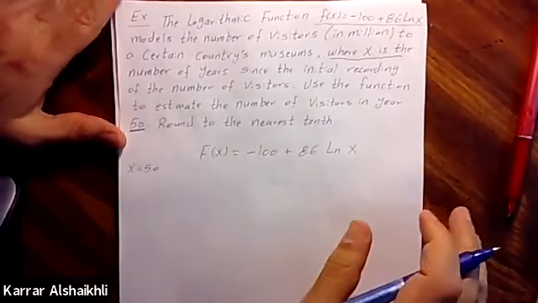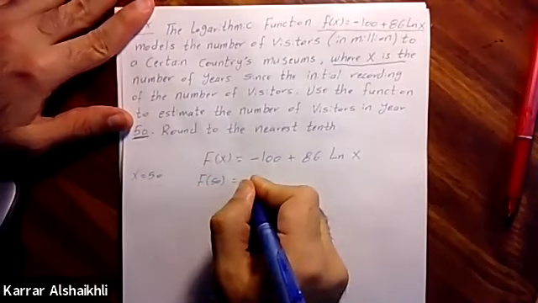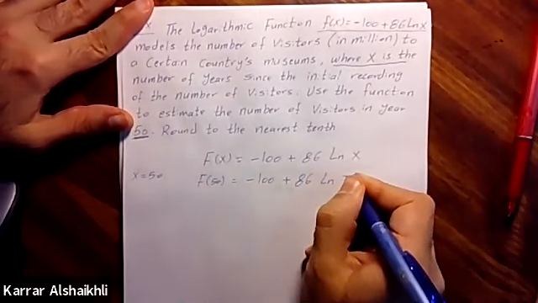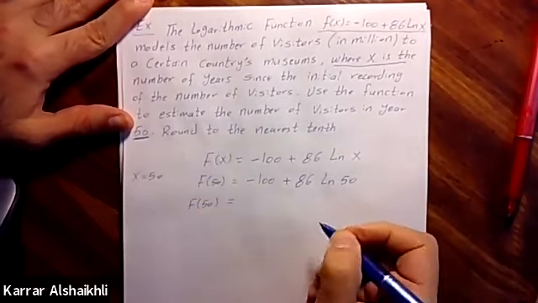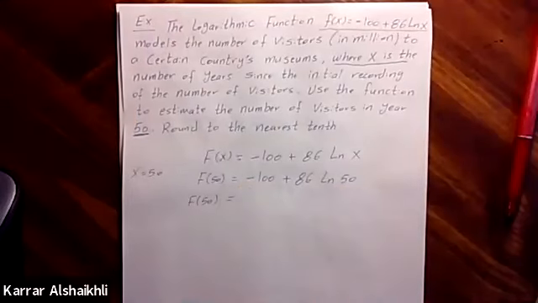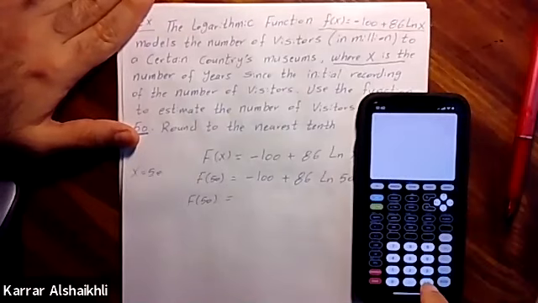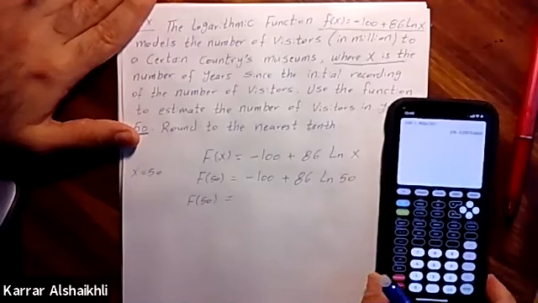So now I'm going to do the second step. f of 50 is going to be equal -100 plus 86 ln 50. Now I'm going to plug this into the calculator. So I'm just going to say negative, this is the negative sign, not the minus, -100 plus 86 ln 50. Close the parentheses. How much is it going to be?